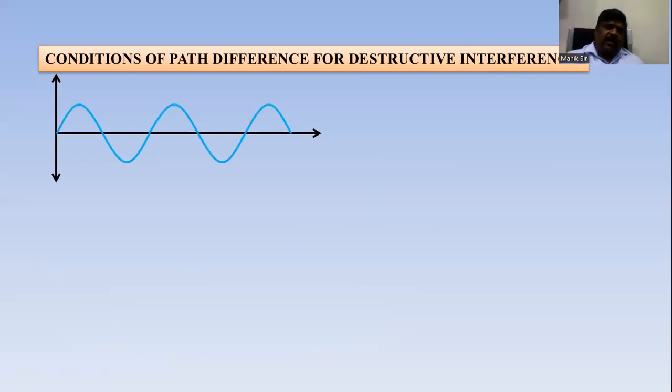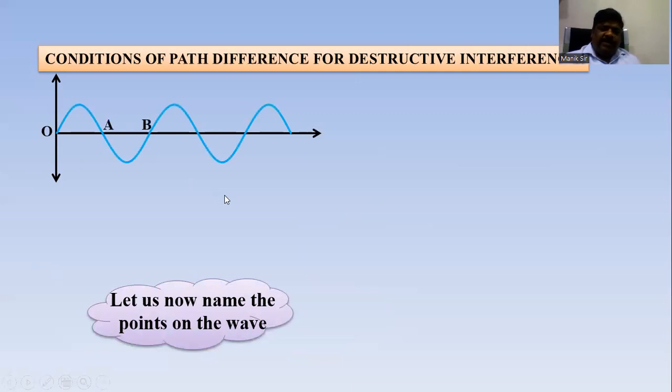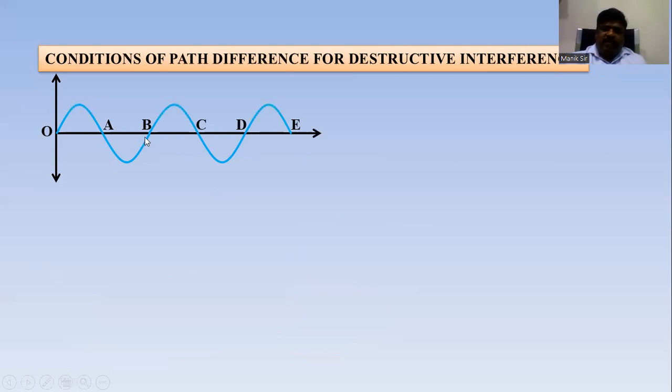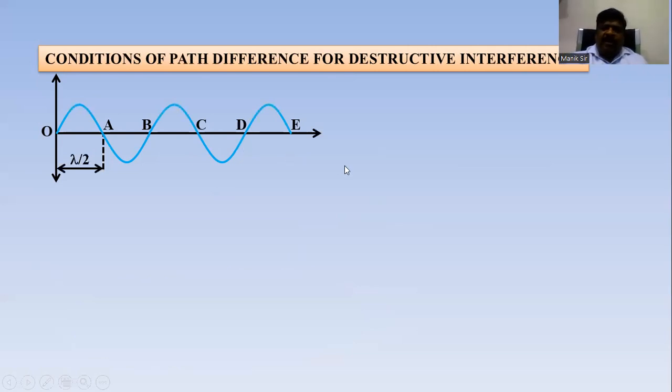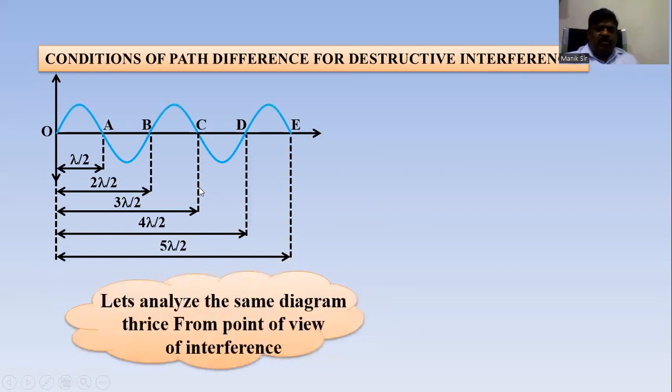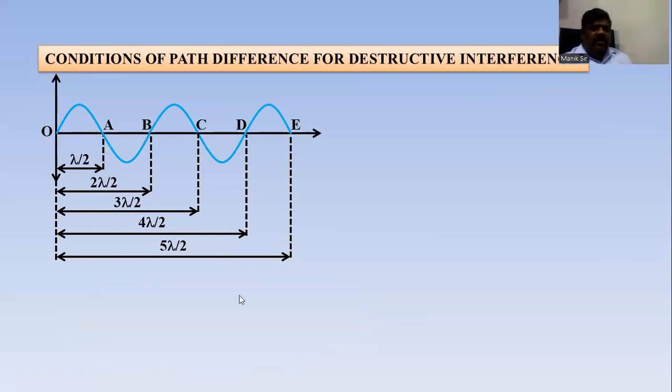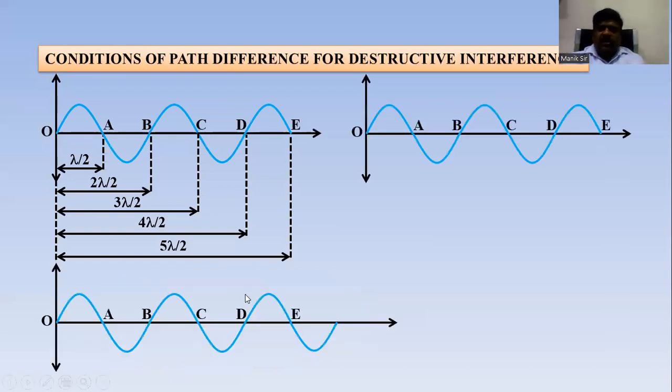Okay, similarly there are some points A, B, C, D, like that. Point A is at 1 lambda by 2, point B is at 2 lambda by 2, point C is at 3 lambda by 2, point D is at 4 lambda by 2, and point E is at 5 lambda by 2. Same thing that we have discussed just now. Yes. Now let us analyze the same design 3 times. So this is first time, second time, and third time.